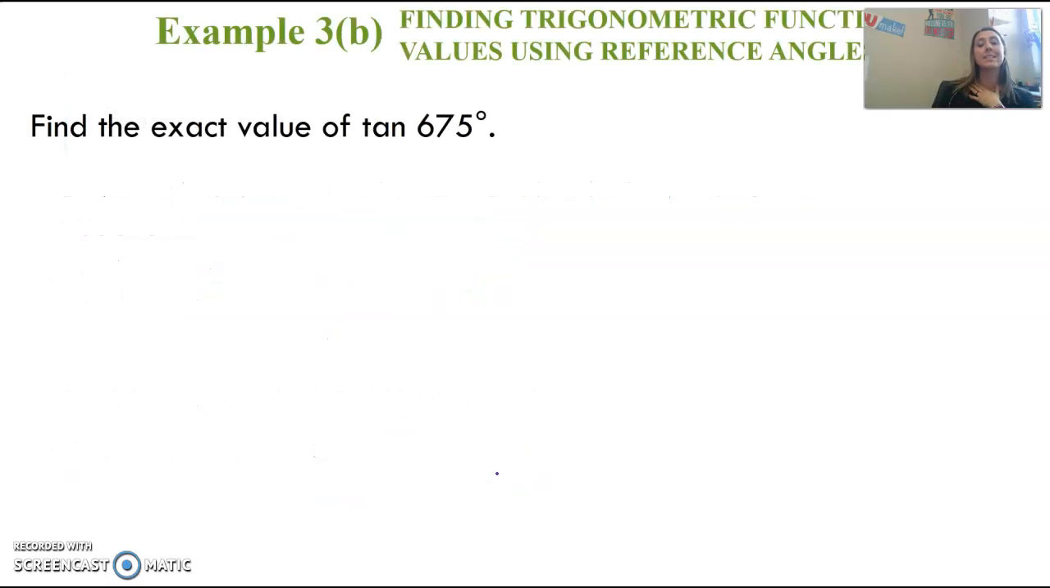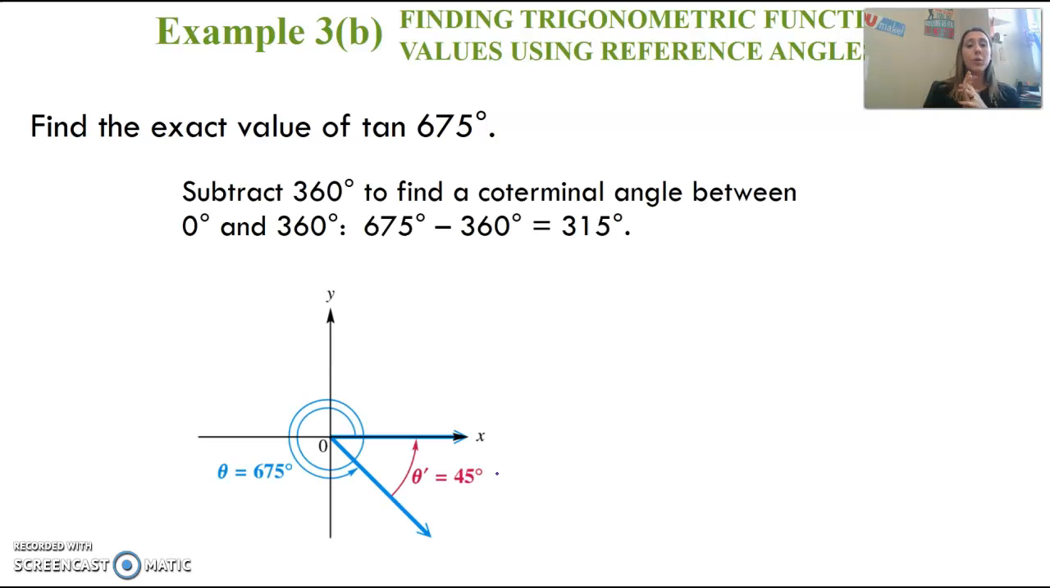All right, so we want to find the exact value for the tangent of 675 degrees. The first thing that we need to do is find that coterminal angle between 0 and 360. So we're going to subtract 360 until we get to right below 360. So that is 1 time, and we get 315, and then our coterminal angle from the terminal edge to the x-axis would be 45 degrees.